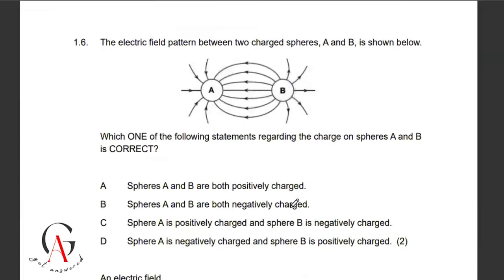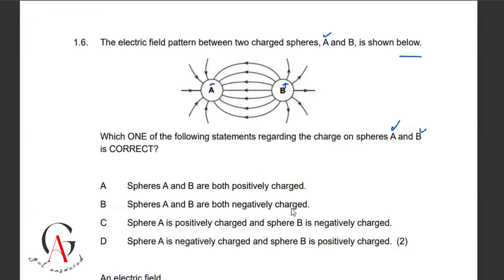And then 1.6, the electric field pattern between two charged spheres A and B is shown below. Which one of the following statements is correct with regards to the spheres? So A and B are both positively charged? This makes sense, but no, it's not. It doesn't make sense because if they were both positively charged, then we would have just a region of space where there are no field lines. So when I look at the field lines, B should be positive and A should be negative, since the field lines are entering.